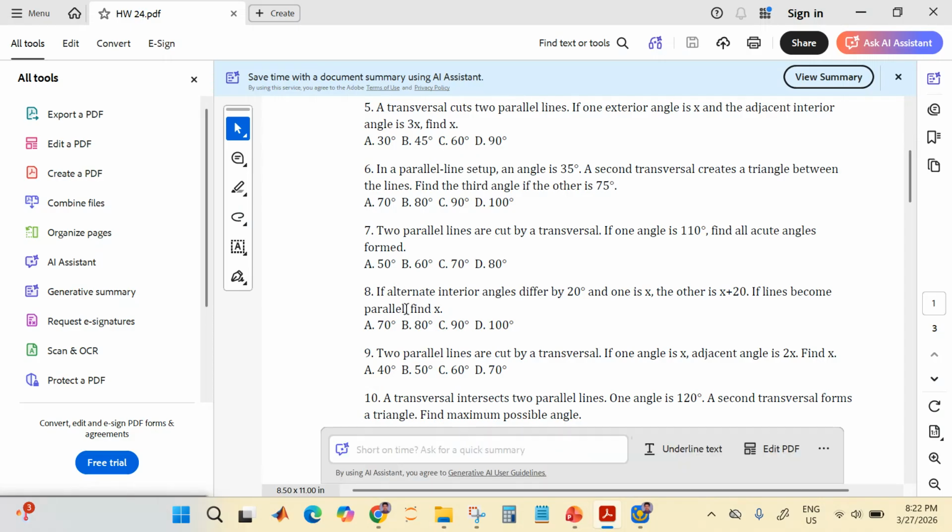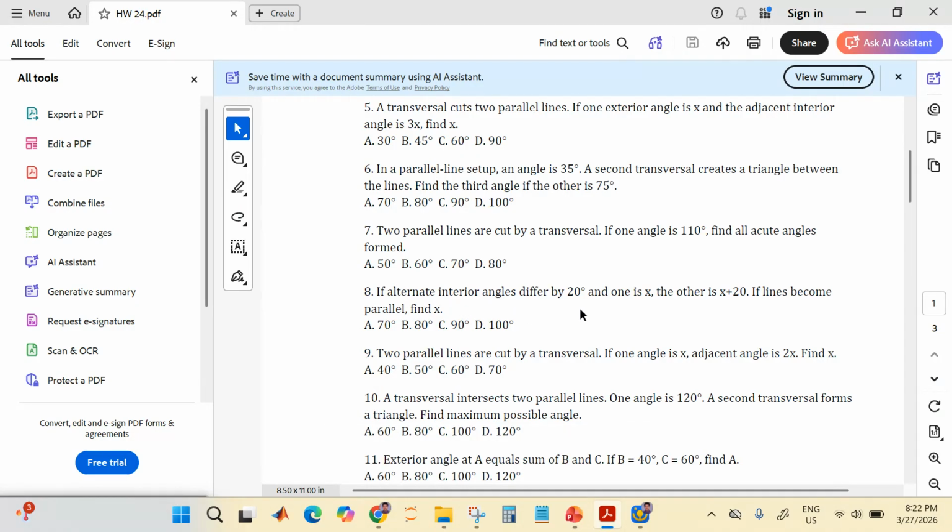Question number 8. If alternate interior angles differ by 20 degrees and one is x and another is x plus 20, if the lines become parallel, find x. If alternate interior angles differ by 20 degrees, alternate interior angles differ.